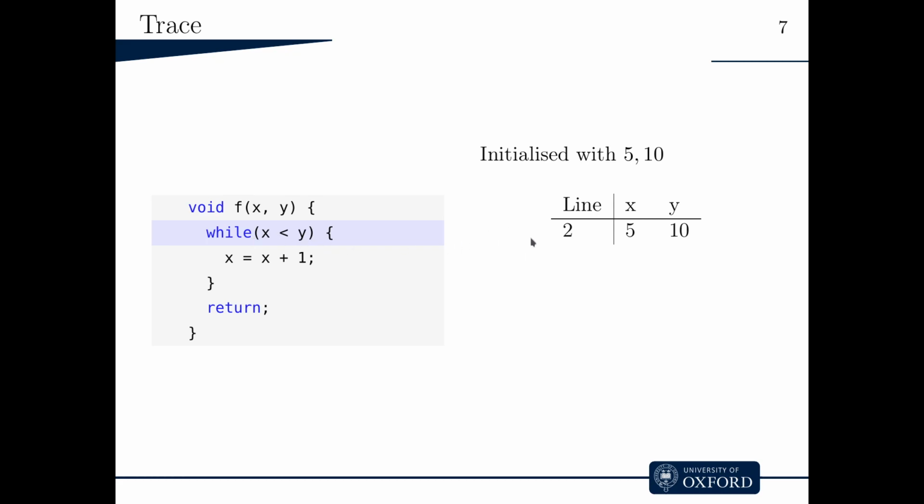So for example, we run this program. In the first iteration we are at 5, 10 when we reach it, then we go through the loop body, and then we reach line 2 again, the loop head, and x is increased by 1. And we do this until we reach a certain threshold or the program terminates.